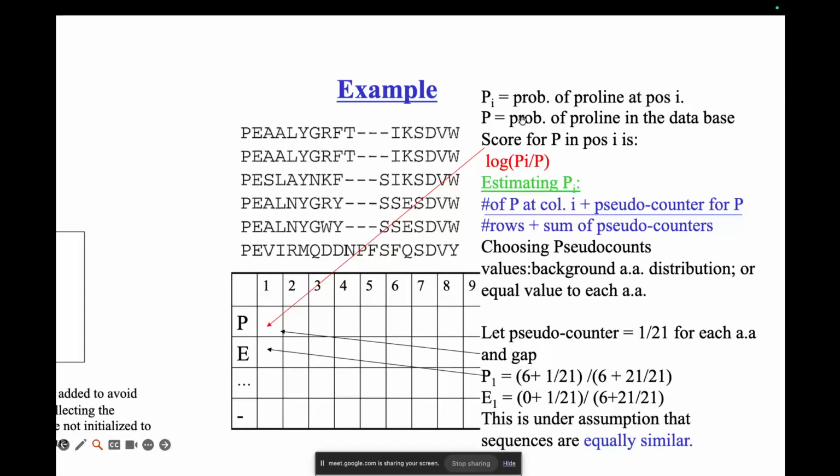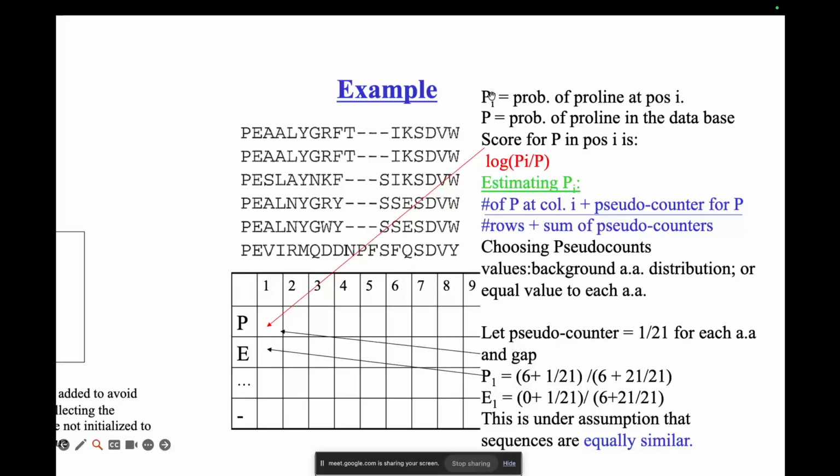The point is, you need to have a background idea, from the data that you already have, of what is the probability of a particular amino acid at this position, and what is the probability of that amino acid in the database. So in the database, you're searching for a family of proteins. In that family, what is the probability that a particular amino acid occurs at position i? That is your small p_i. And the capital P is, across all the proteins in your database, the probability that that amino acid is at position i.